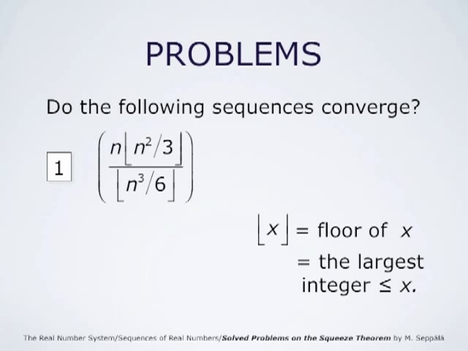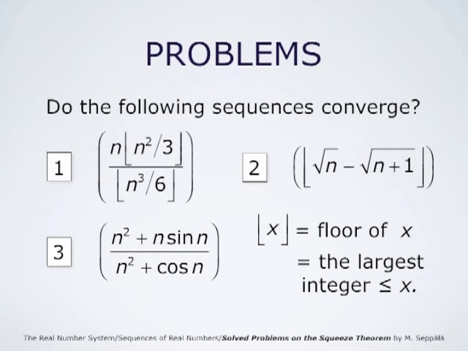The first one is the sequence formed by the numbers n times floor of n squared over 3, and that product divided by floor of n cubed over 6. The second problem is the sequence formed by the numbers floor of square root of n minus square root of n plus 1. We have to figure out whether it converges. In the third problem, we have to figure out whether the sequence formed by the numbers n squared plus n times sine of n, and that sum divided by n squared plus cosine of n, converges.